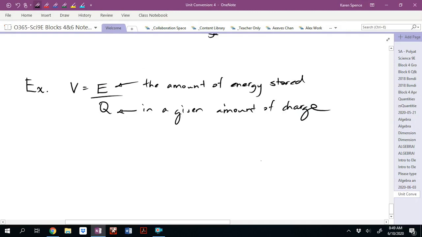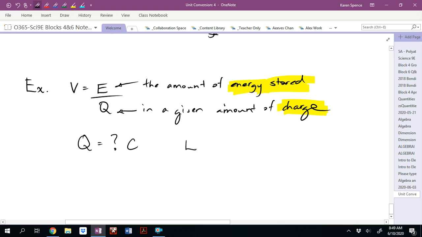Okay, our second example here, we're going to be using the voltage equation. Remember, voltage is equal to the amount of energy, that's potential energy because it is stored, okay, in a given amount of charge, Q. So voltage, V, is equal to E for energy over Q for quantity of charge. And we are going to have a question where let's just say that we want to find the quantity of charge, okay? And quantity of charge is measured in coulombs.